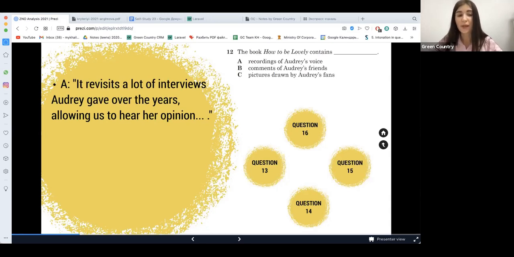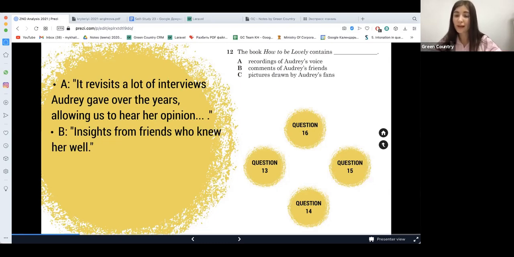Option A cannot be right here. Let's have a look at option B. Insights from friends who knew her well. Insight is the synonym of the word comment here, because we need to see not the same word, since it will not be mentioned for sure, but something that her friends told about her, for instance, in the interview and so on.